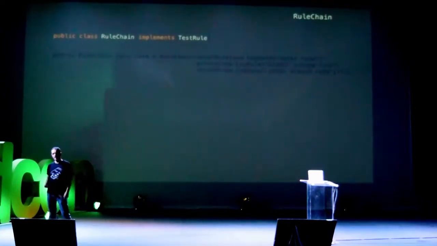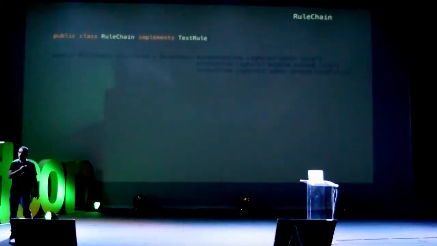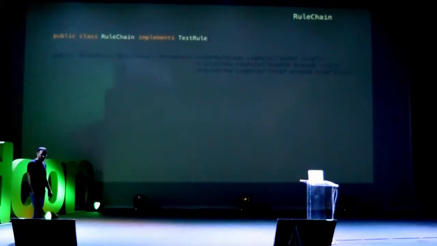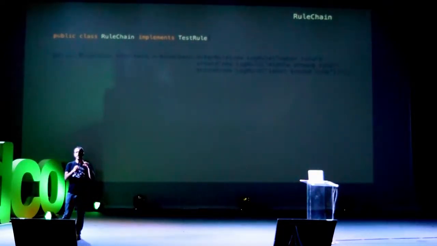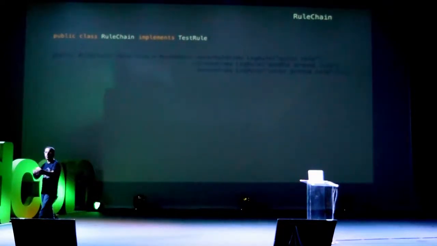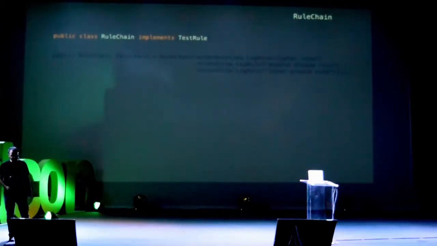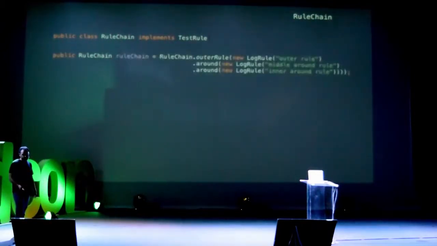The next concept is the RuleChain as well. It's implementing the test rule and allows us to define a sequence of test rules, because maybe you were wondering how I can execute different test rules in one test, right? So we have the RuleChain.